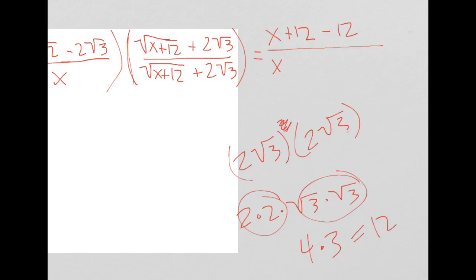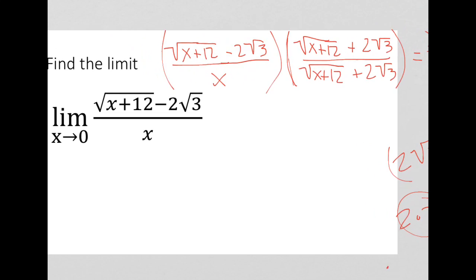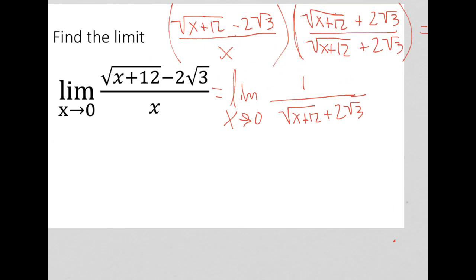The denominator is going to become x times that conjugate, square root of x plus 12 plus 2 root 3. And so again, my 12 and my minus 12 are going to cancel out. My x and my x are going to cancel out, so my numerator becomes just 1. And now I can rewrite this limit problem.